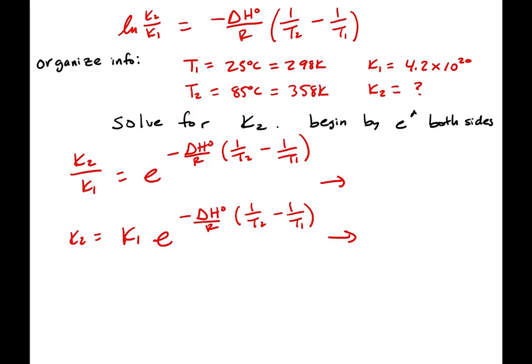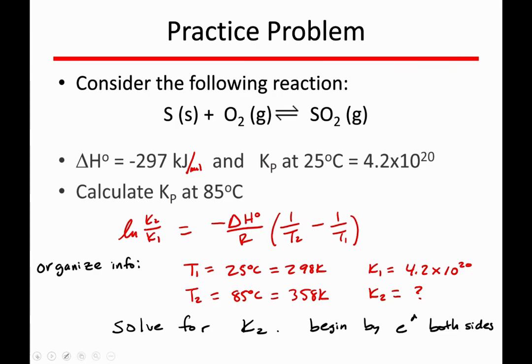Now you can again start to see why it's so important to label all of your variables, so that you're plugging the right things into the right places, because there are a lot of ways that things can go wrong here. Because we took a moment to organize the information, we can say that K2 is equal to the initial equilibrium constant, which we defined to be 4.2 times 10 to the 20th, times e to the negative delta H standard. I'll remind you, delta H standard was negative 297 kilojoules per mole, so we'll plug that in.